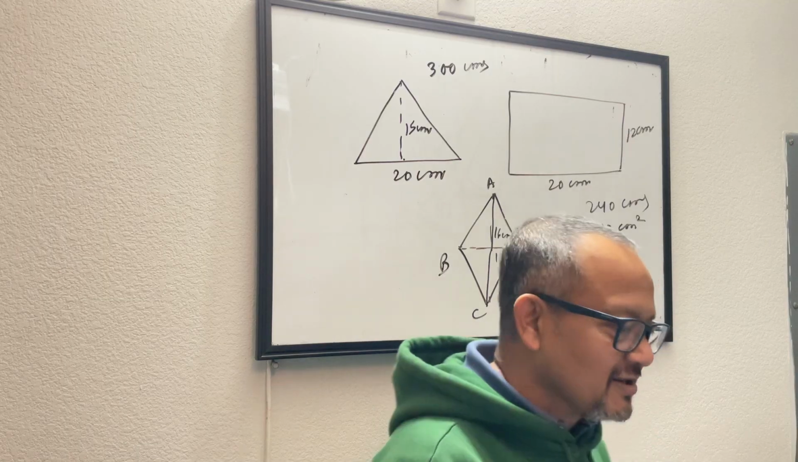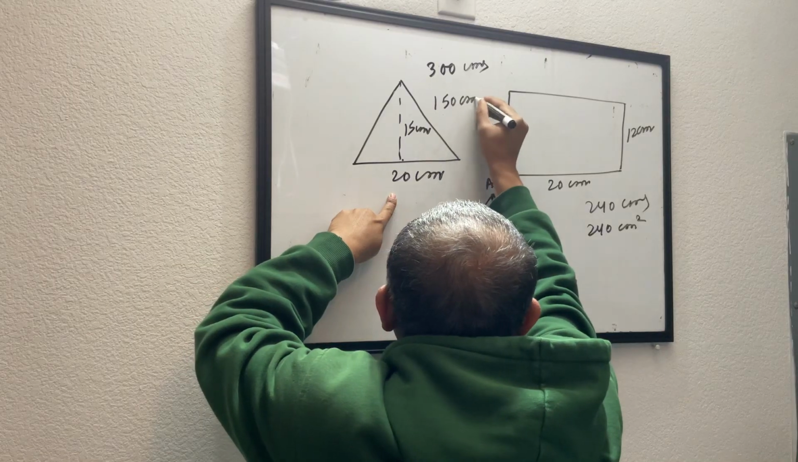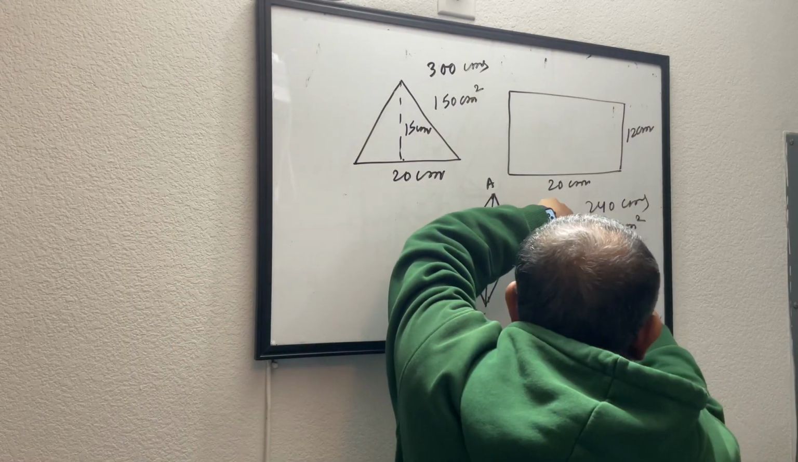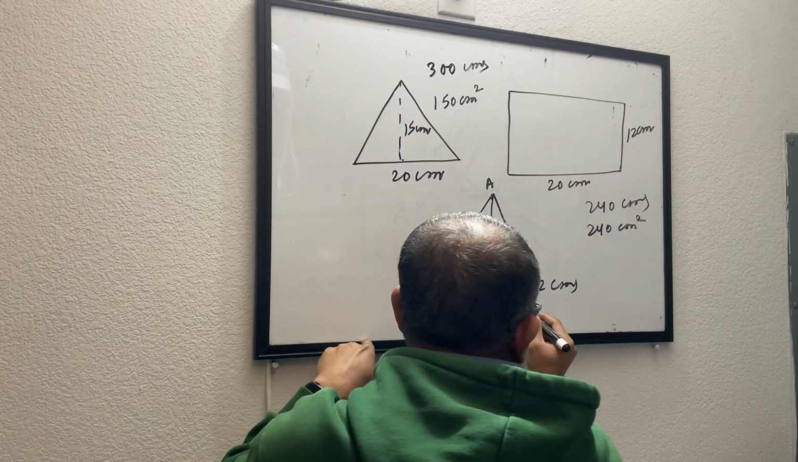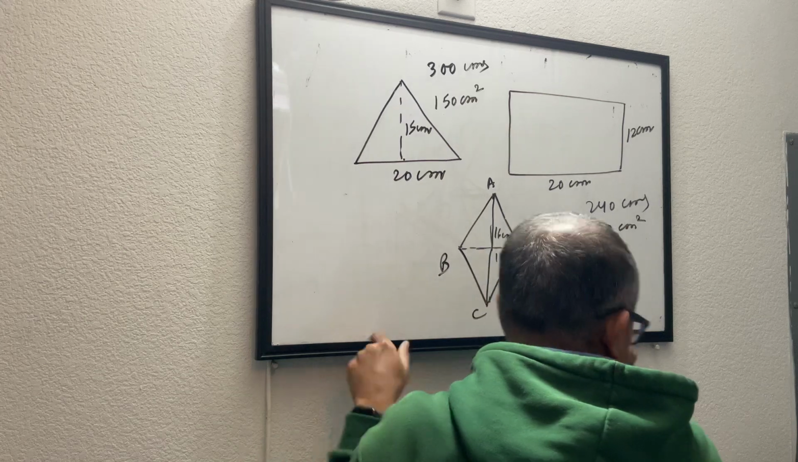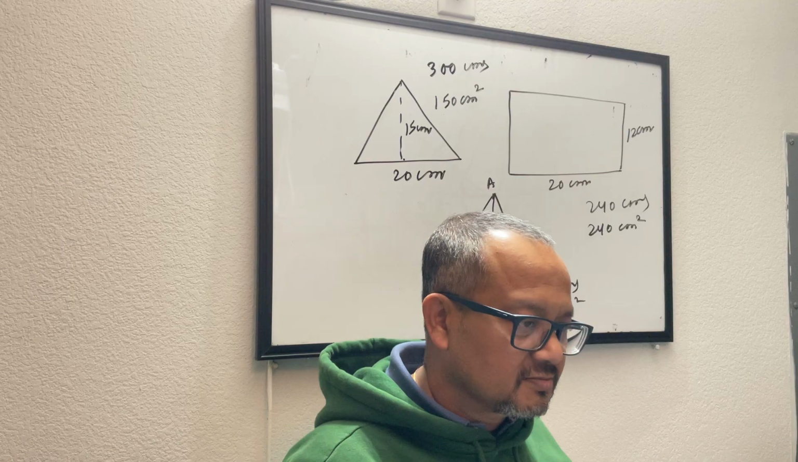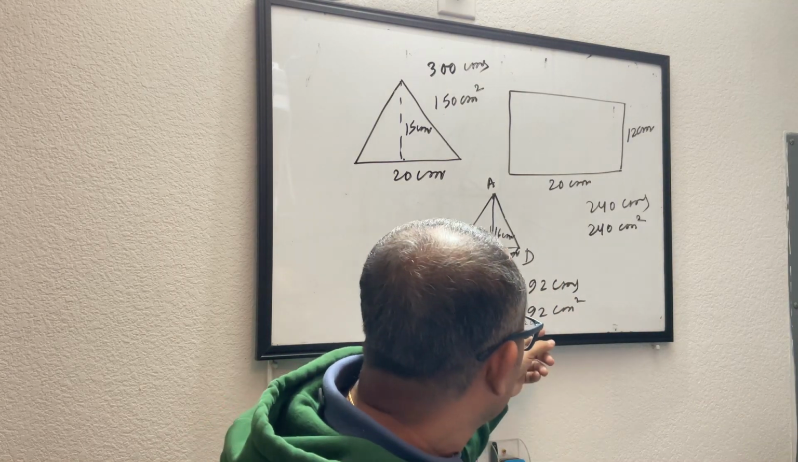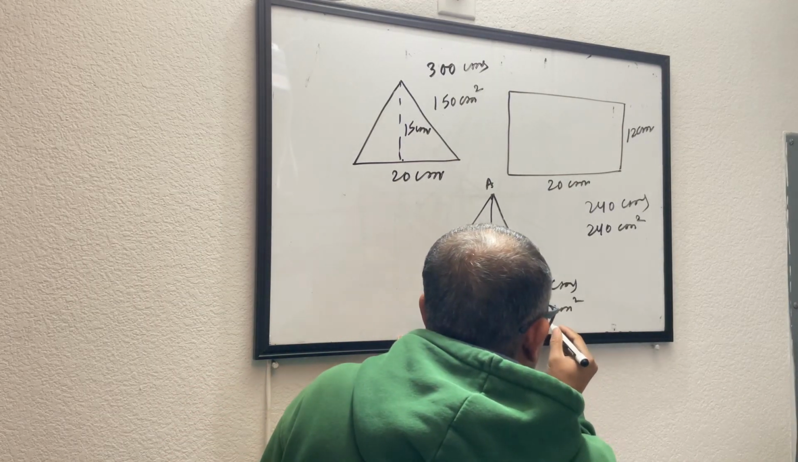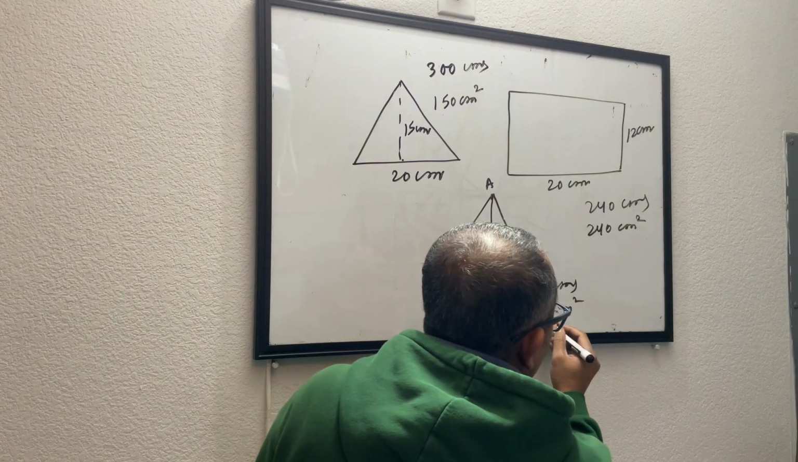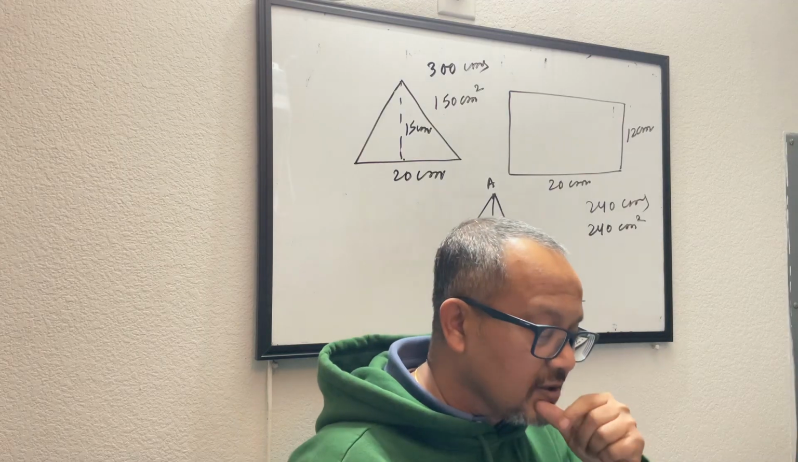Let's see what Praneeth says. I've got all three. The first one is 150 centimeters square. Okay. How about the second? The second one is 240 centimeters square. Okay. How about the third? And the third one is 192 centimeters square. Okay. Wait. For the rhombus, I got 96 centimeters. 96 centimeters. Yeah. 96. Wait. One more time. 86 centimeters square. Okay. How about the rectangle and the triangle?